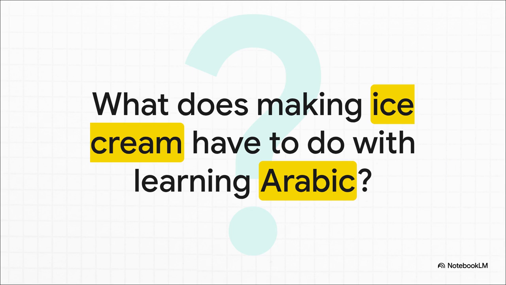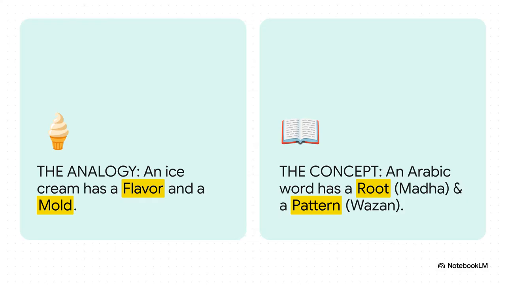What on earth could making a frozen dessert possibly have in common with one of the world's most ancient and complex languages? I know, it sounds a little out there, but you gotta stick with me on this, because this one simple analogy is the key to absolutely everything. Okay, here's the secret. Every single word in Arabic is basically built like a custom ice cream bar. It has two essential parts: a flavor, which in Arabic we call the root, or Madda, and a mold that it's poured into, which is called the pattern, or Wazan. That's it, flavor and mold, root and pattern.